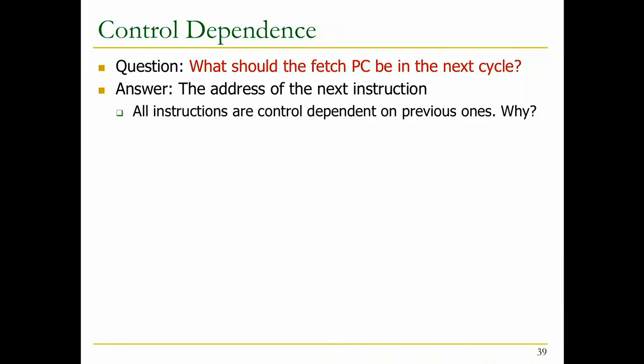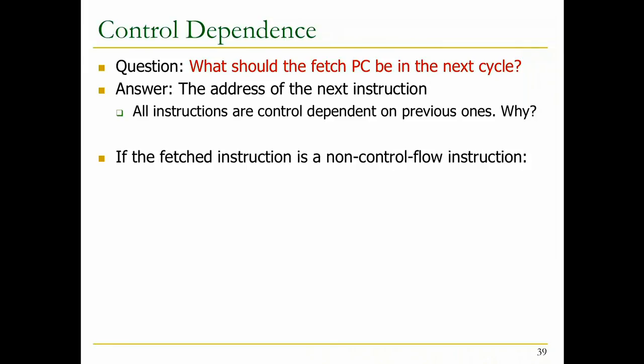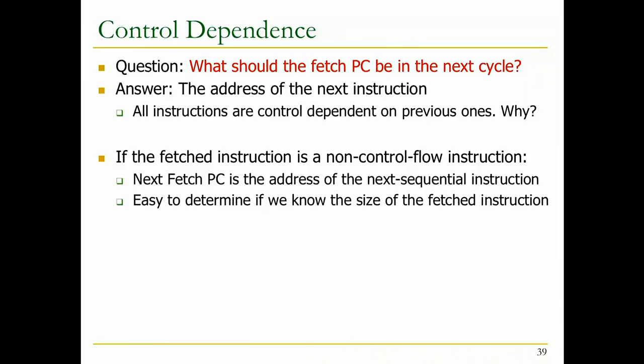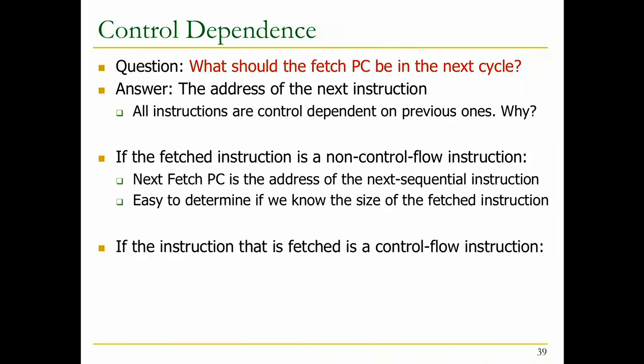The instruction at address PC plus 4. So the problem happens if the fetched instruction is a non-control flow instruction, the next fetch PC is the address of the next sequential instruction, which is good, which can be easily computed. So assuming that you always go to the next sequential instruction is one form of predicting the control flow, right? Saying that, oh, next instruction is likely the next sequential instruction, so I'm going to increment the PC and fetch from it. The problem happens if the instruction that's fetched is a control flow instruction.